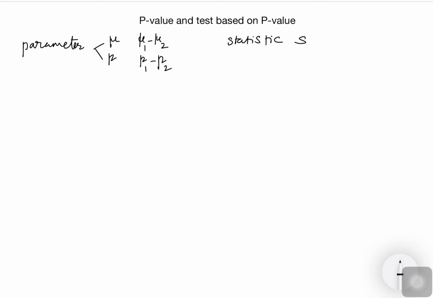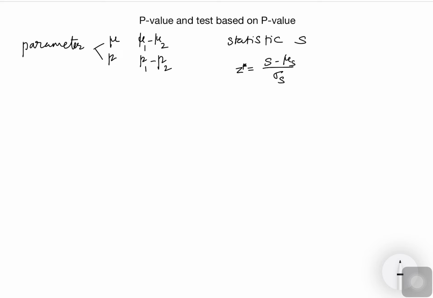Next, we have also seen how we can calculate the Z variate associated with the statistic S and the parameters given with respect to the population. So Z is given as S minus mu S divided by sigma S. Let me denote this as Z star.